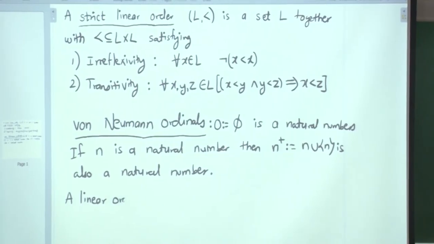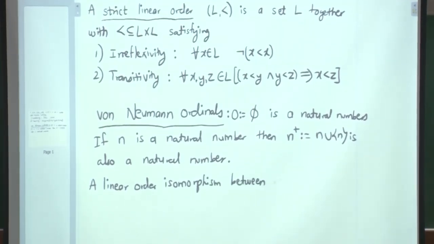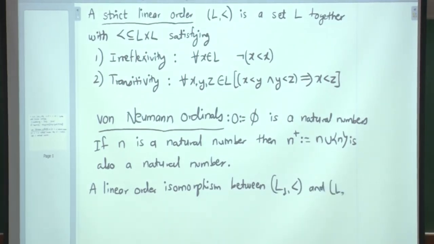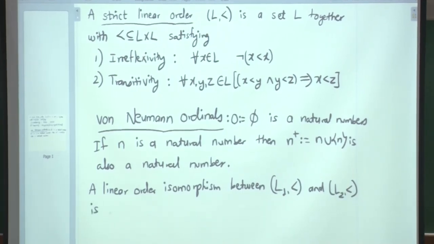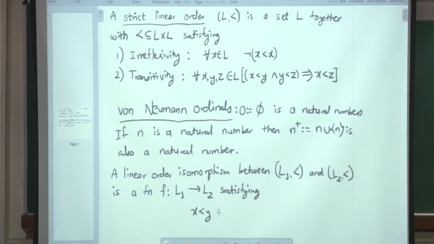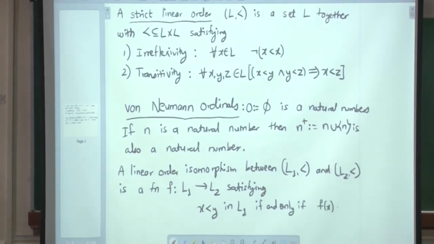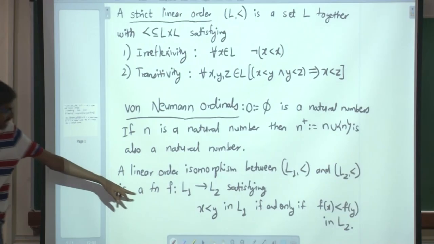Now another definition that we need: a strict linear order isomorphism between L1 less than and L2 less than is a function f from L1 to L2 satisfying x less than y in L1 if and only if fx is less than fy in L2. Is it hard to understand? It's a function which preserves order, so if x is less than y, then fx is less than fy.